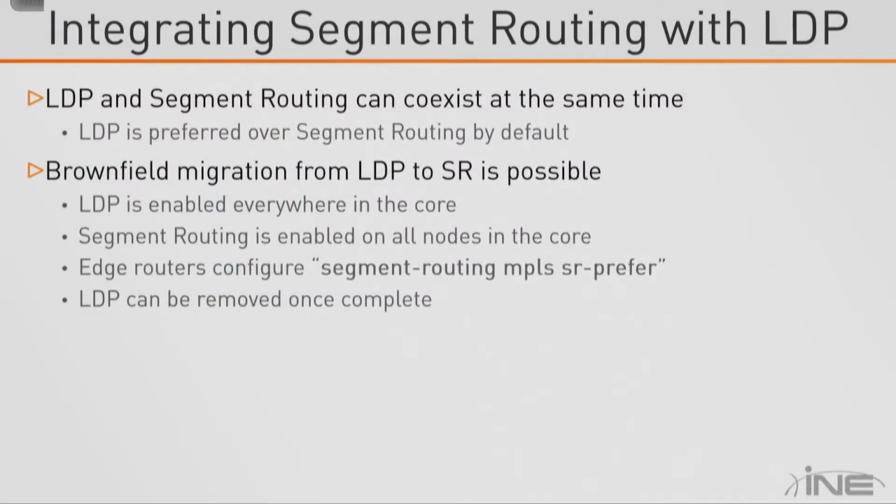Under the edge routers, we would configure segment-routing mpls sr-prefer. This just means that if you have an LDP label for the destination and a segment routing label, prefer the segment routing label. Okay, once the edge routers are done, then LDP effectively could be removed from the core. Or you could just leave it there in case there's something wrong with segment routing, that you don't advertise a prefix that you need, then it's going to be advertised via LDP.